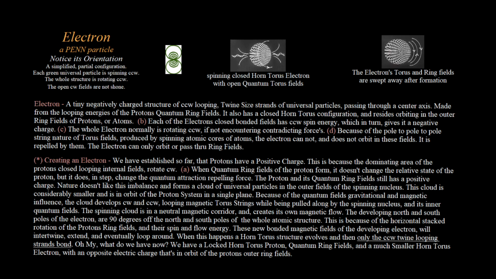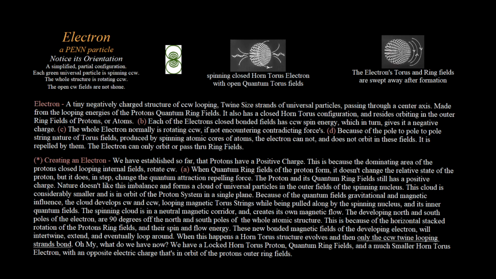Creating an electron: we have established so far that protons have a positive charge. This is because the dominating area of the proton's closed looping internal fields rotate CW. A. When quantum ring fields of the proton form, it doesn't change the relative state of the proton, but it does, in step, change the quantum attraction repelling force. The proton in its quantum ring field still has a positive charge. Nature doesn't like this imbalance and forms a cloud of universal particles in the outer fields of the spinning nucleus. This cloud is considerably smaller and is in orbit of the proton system in a single plane.